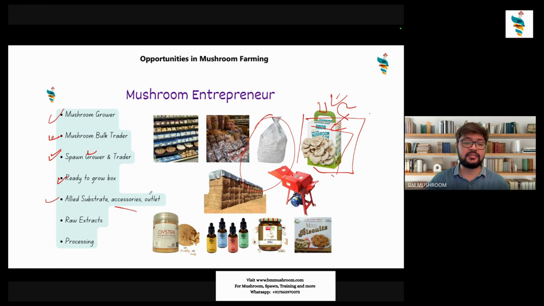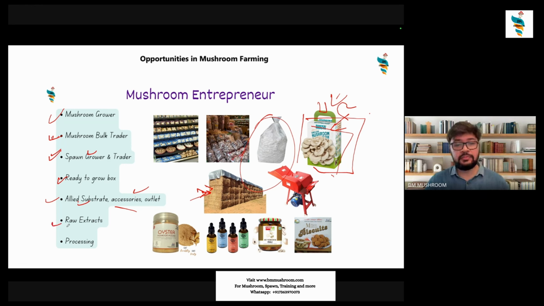Allied substrate and accessories outlet. You can start selling accessories related to mushroom cultivation. You can start selling substrate. Suppose you are living in a village or a very rural area where you have ample resources like sawdust, wood pellets, or access to good quality straw or any other material required for mushroom cultivation. You can start trading them as well, supplying them in bulk. So there are several opportunities in front of you.